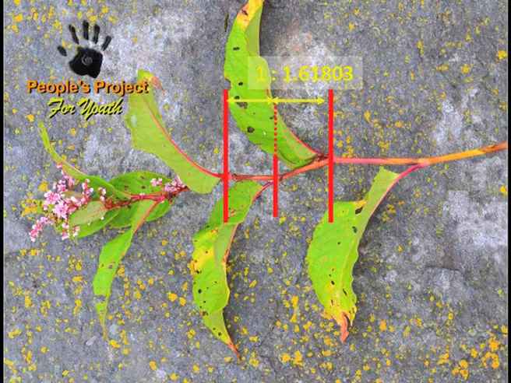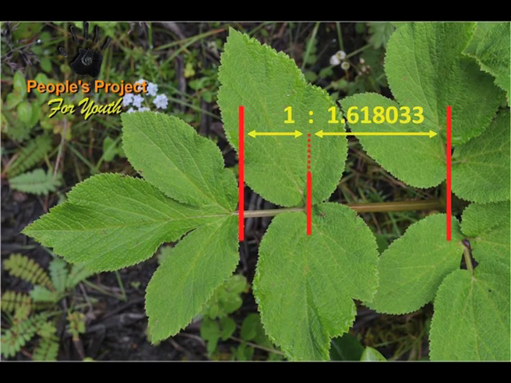Moving back to plants again for a moment, we can find this golden ratio by examining the distances between nodes on a stem.